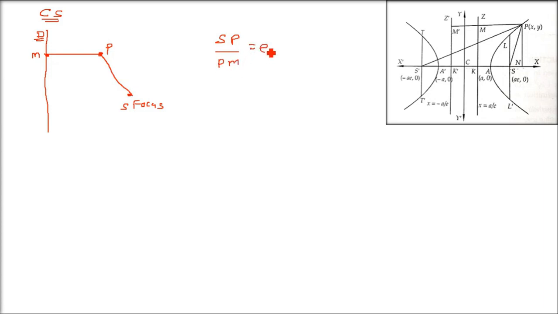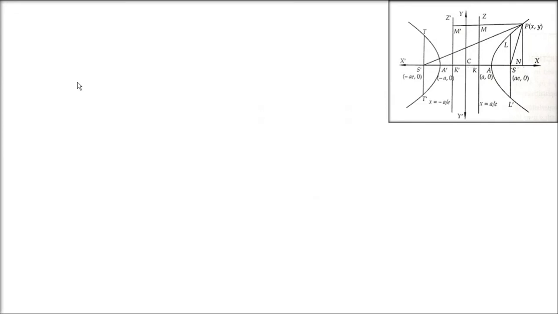SP distance by PM distance is equal to e. If the eccentricity is equal to 1, this conic section is going to be a parabola. If eccentricity is less than 1, the figure will be something like this. It will be e less than 1, that means we are talking about an ellipse, and when e is greater than 1, we are talking about a hyperbola. Exactly, hyperbola we are going to discuss today. So this definition we are going to use and also prove.